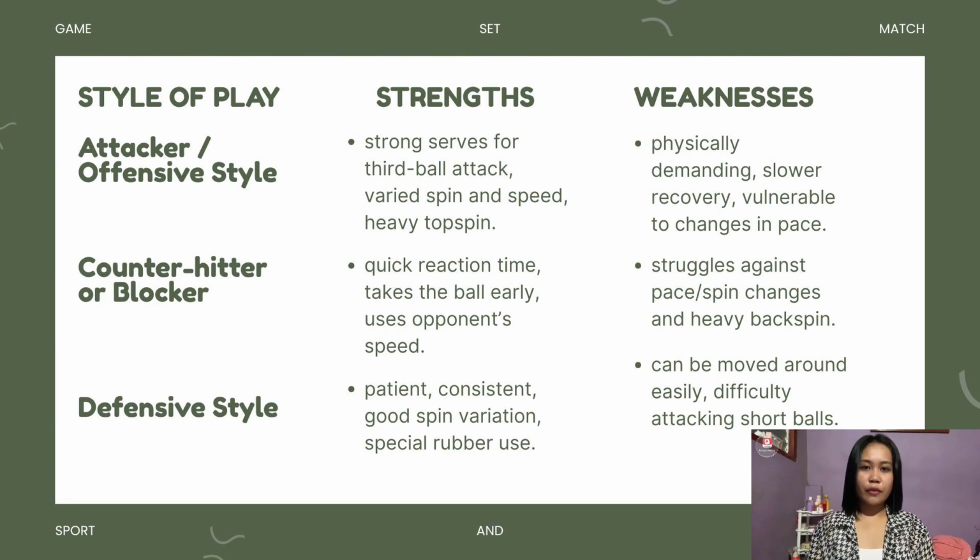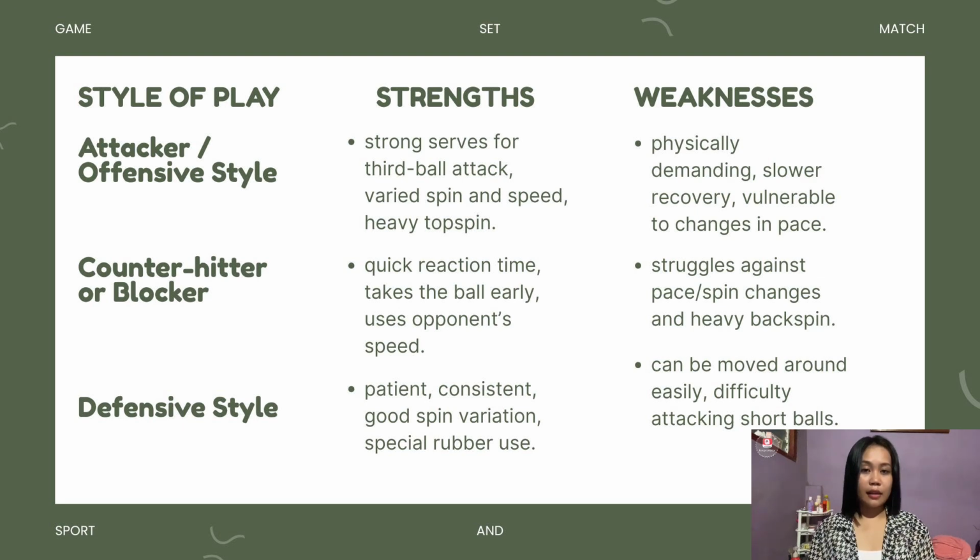And there are also different styles of play in table tennis. So the first is the attacker or offensive player. Attacker or offensive player focuses on aggressive attacks, strong serves, and heavy topspin shots to score points quickly. However, these styles can be physically tiring and may struggle against sudden changes in pace.